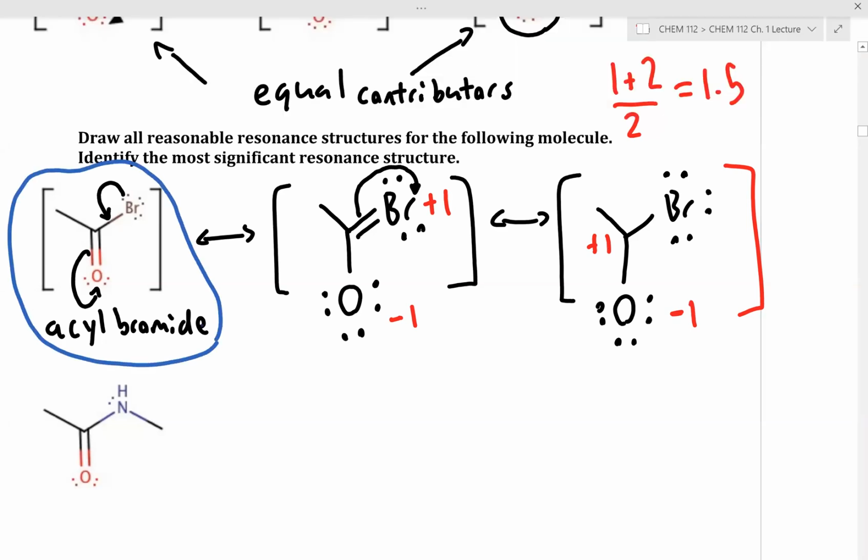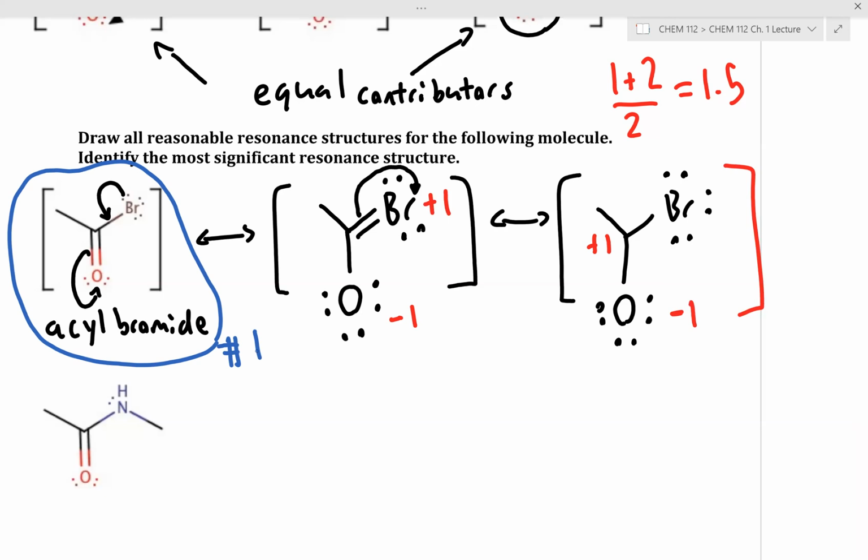Would someone like to provide me a reason why? What's the hallmark of this structure that makes it so good? Yep, 0 formal charges, and is the octet rule fulfilled? Yes, so this would be number 1. Now, if we had to rank number 2, what would be the second most favored structure?